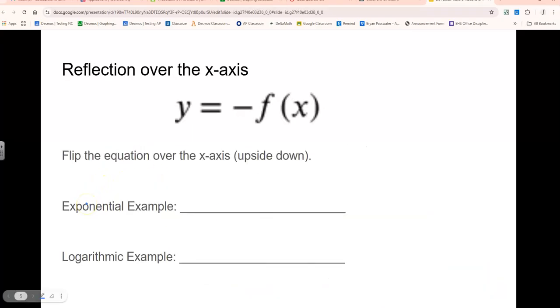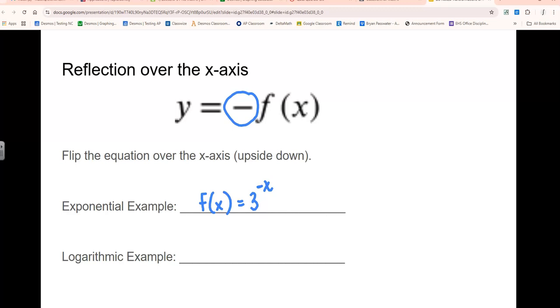Alright. And I think this is the last one we're going to look at: a reflection over the x-axis. A reflection over the x-axis is when we take a negative and multiply by that negative. This is going to flip the equation over the x-axis, which flips it upside down. An exponential example might look something like this. F of x equals 3 to the negative x power.